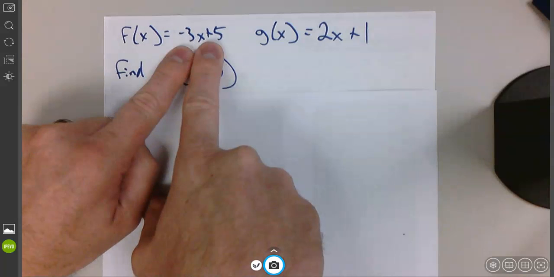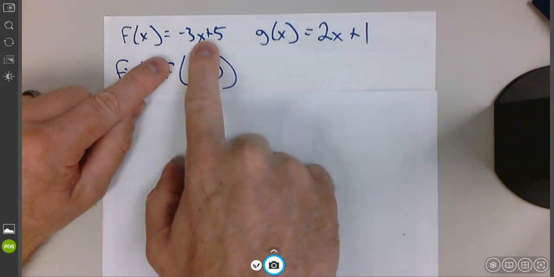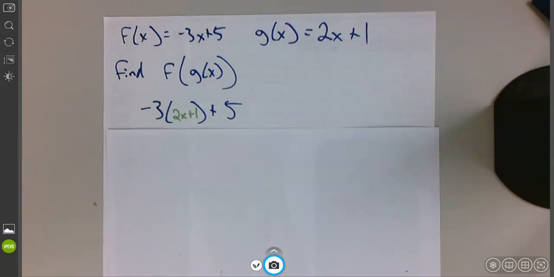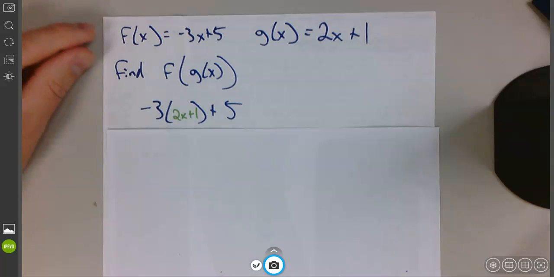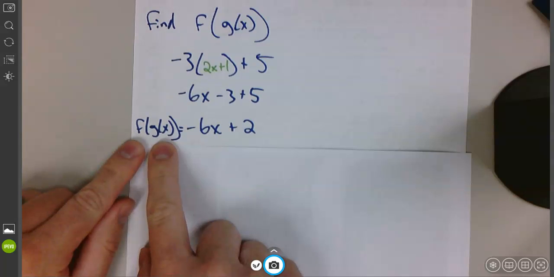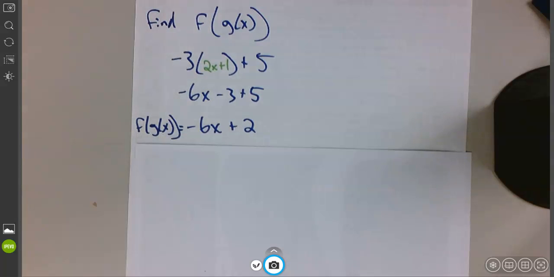All right, so I'm going to come up here to my f of x function, take that x out, and replace it with a set of parentheses. In those parentheses goes the other function, 2x plus 1. And we can handle this. We can simplify this. We are experts, hopefully, at the distributive property and cleaning up. And we get a whole formula for f of g of x: negative 6x plus 2.